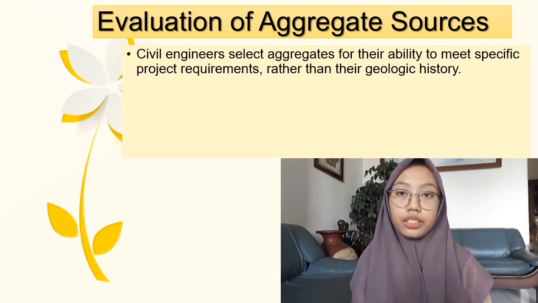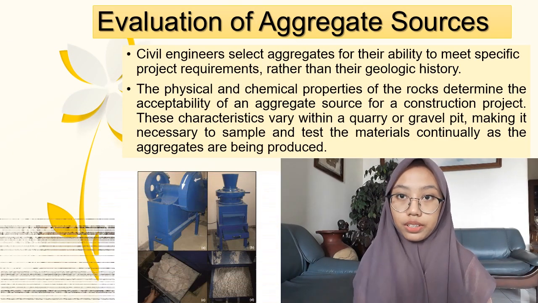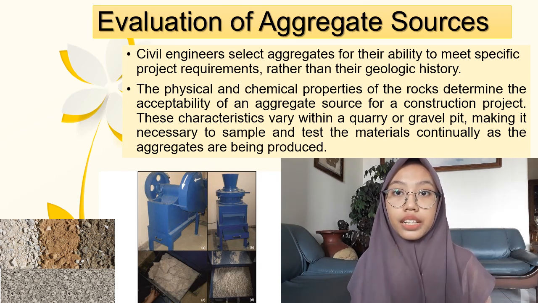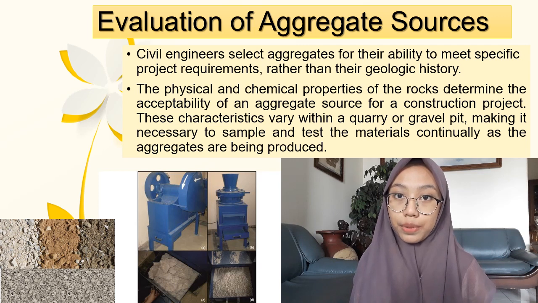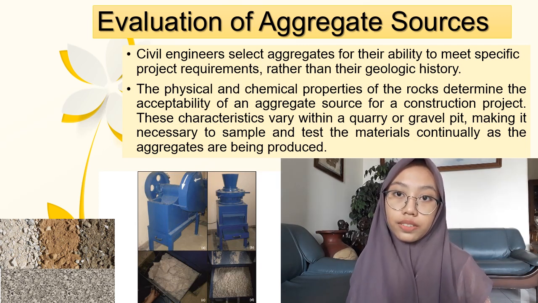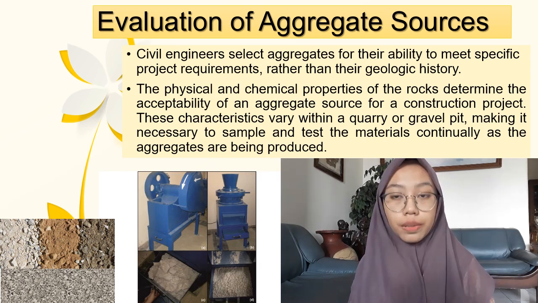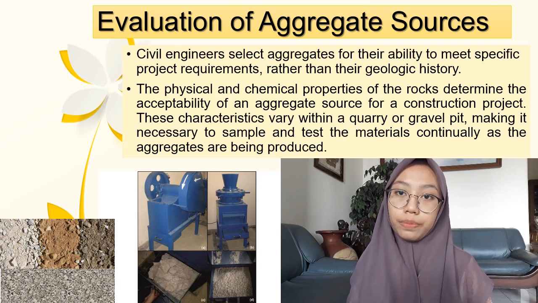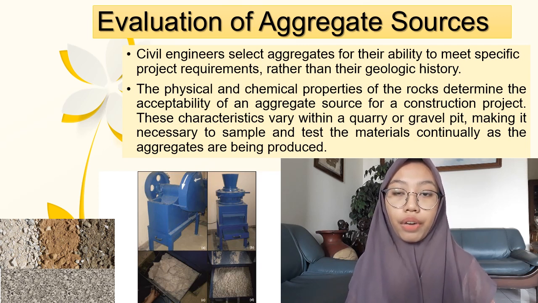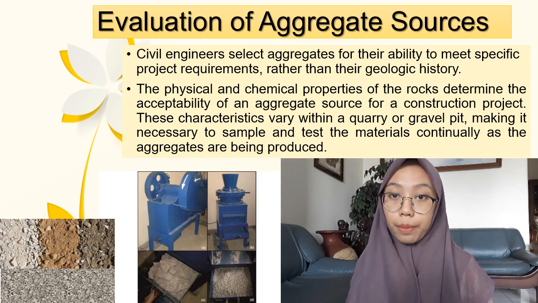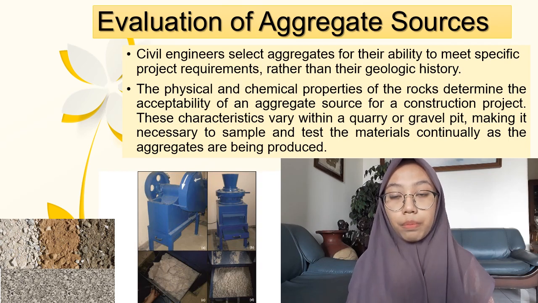The last topic is about evaluation of aggregate sources. So, civil engineers select aggregates for their ability to meet specific project requirements rather than their geologic history. The physical and chemical properties of the rock determine the acceptability of the aggregate source for a construction project. These characteristics vary within a quarry or gravel pit, making it necessary to sample and test the materials continually as the aggregates are being produced.